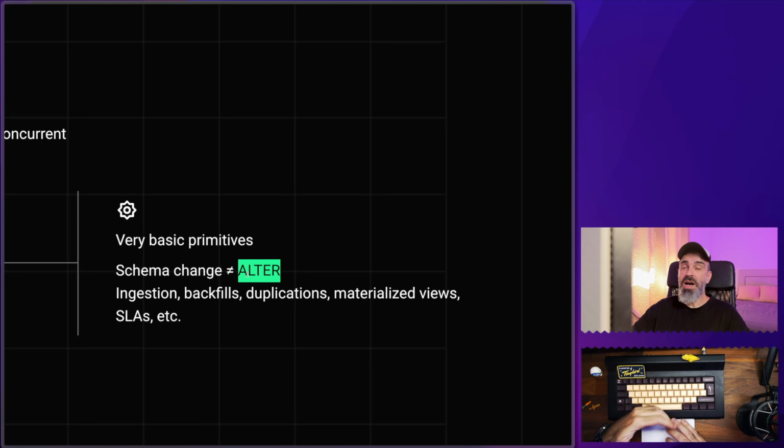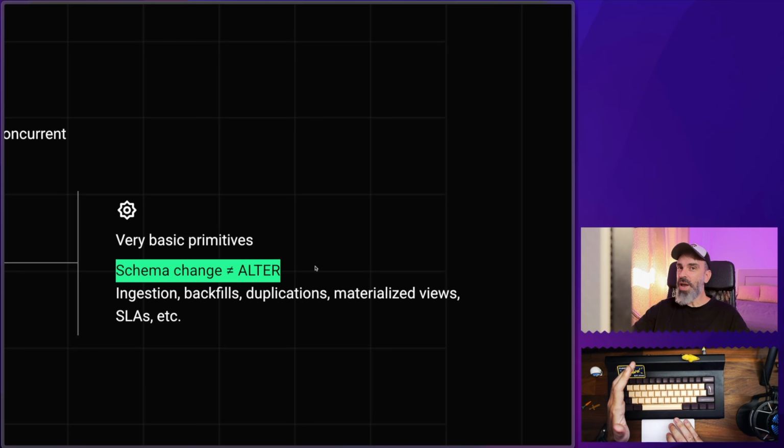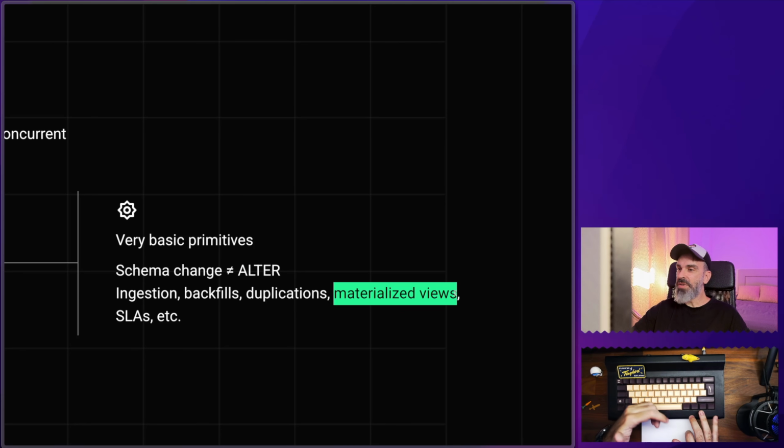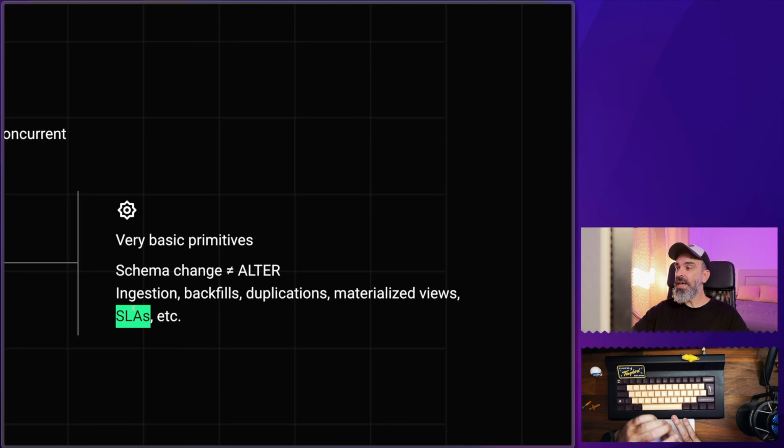Basically, you have some alter commands, but schema change is not just running alter commands. You have to take into account backfilling, duplication, all the dependent materialized views, your own SLAs, and remember, as you are doing operations, the whole system needs to keep working.